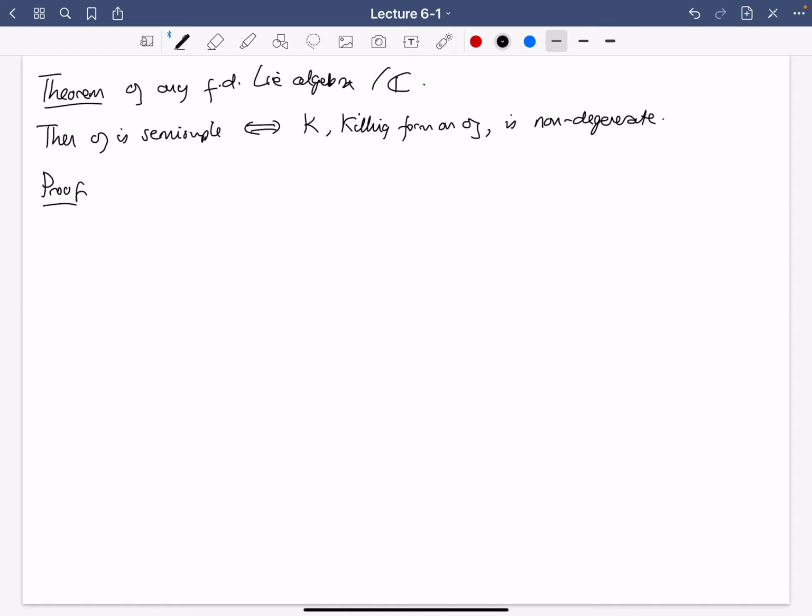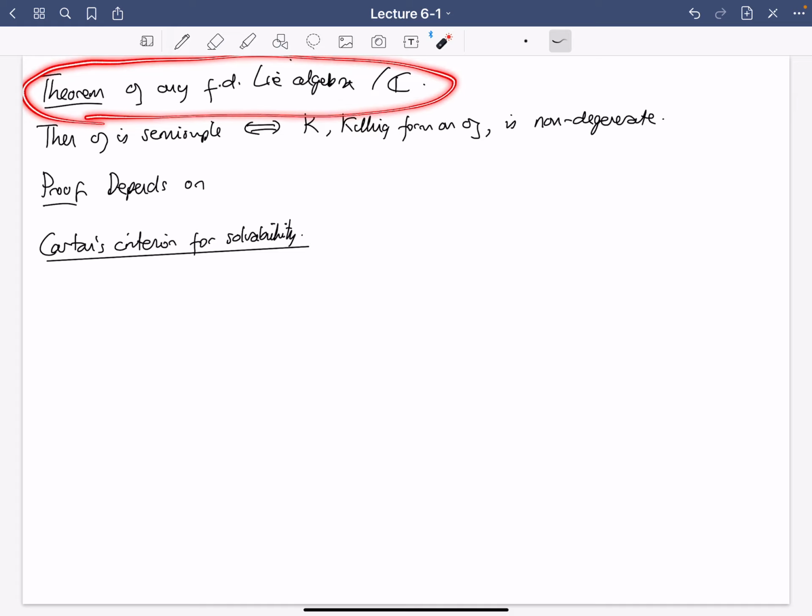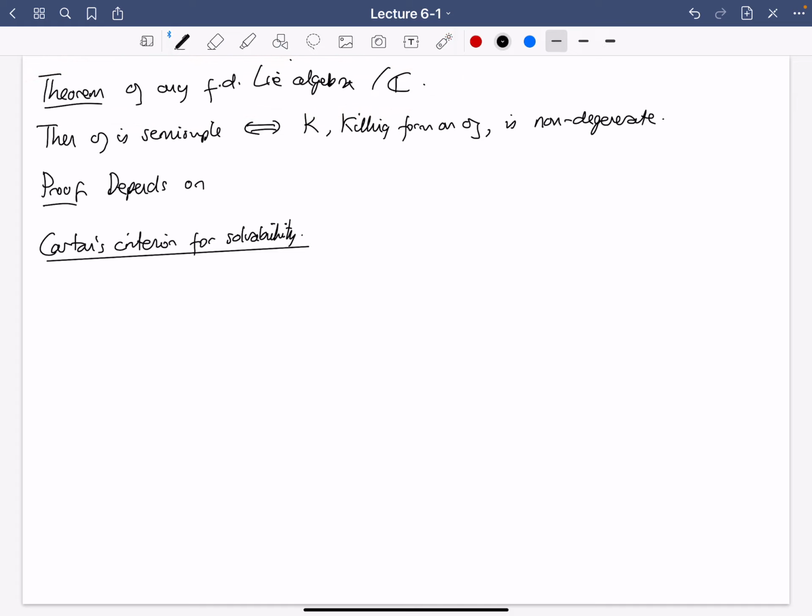because there's an ingredient we need in the proof that's a little bit more difficult. So the proof depends on another result, which is Cartan's criterion for solvability. So I'm going to state Cartan's criterion, and then I'm going to prove this theorem assuming Cartan's criterion. But the proof of Cartan's criterion is going to have to wait until next time, because it's a little bit technical. So here's the criterion.